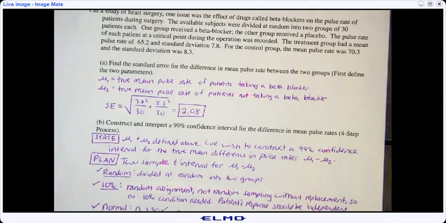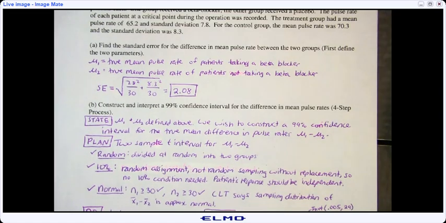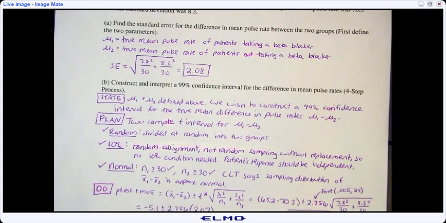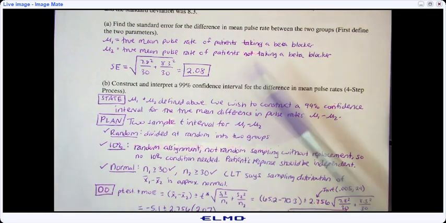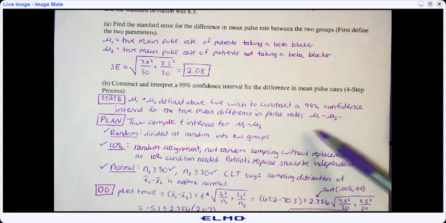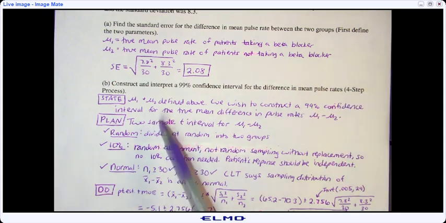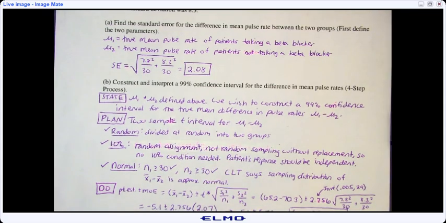So then part B says to construct and interpret a 99% confidence interval for the difference in mean pulse rates. So that is a state, plan, do, conclude. For the state, I say for the mean of group 1 and the mean of group 2 defined above, we wish to construct a 99% confidence interval for the true mean difference in pulse rates, mean 1 minus mean 2. You have to say how you're subtracting them, and you also should define them, but because we did it above, I just said this right here.